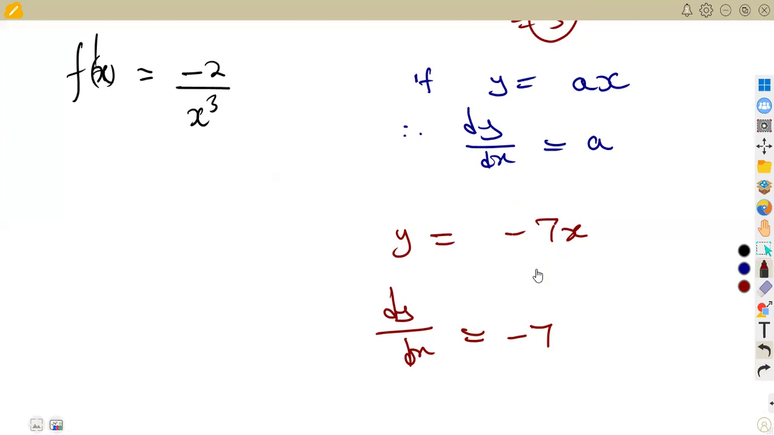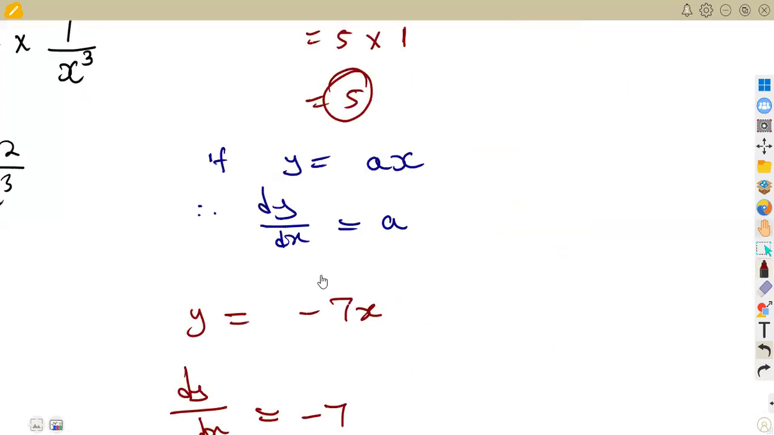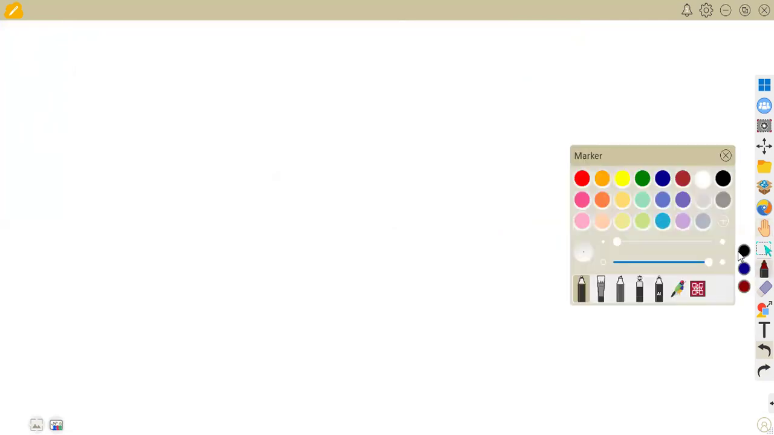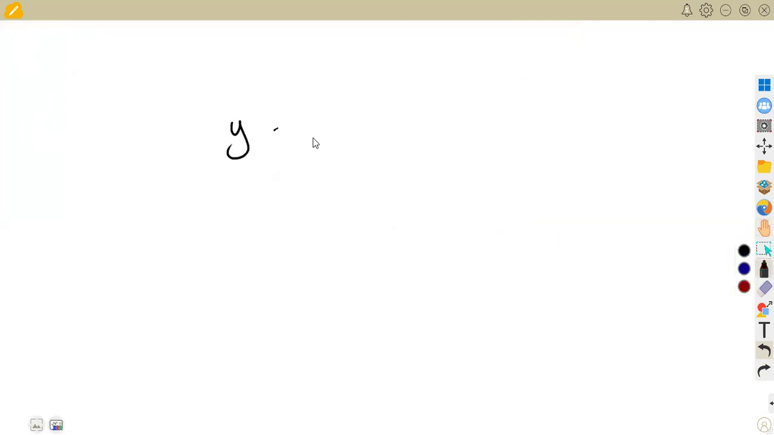When it is now a constant, what is happening? Let us consider that I'm having just a constant: y is equal to 5. We do not have x, but we are supposed to find the derivative of y with respect to x. And it's a constant. What's the condition? How do we go about it?